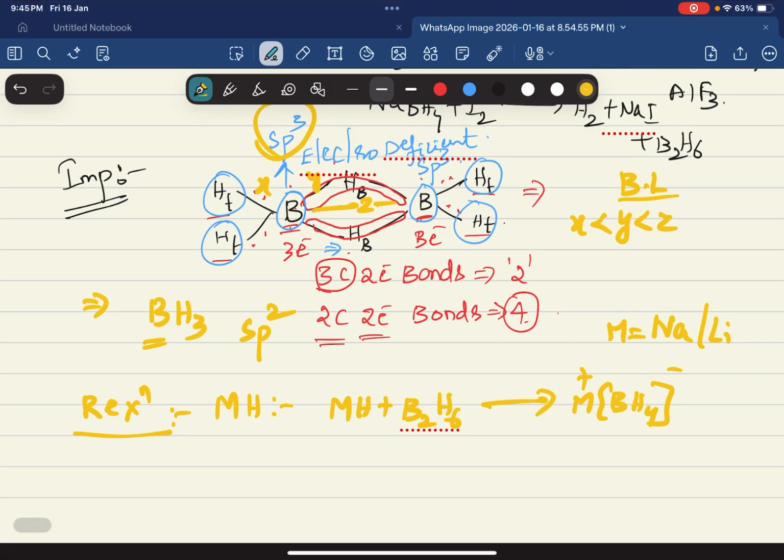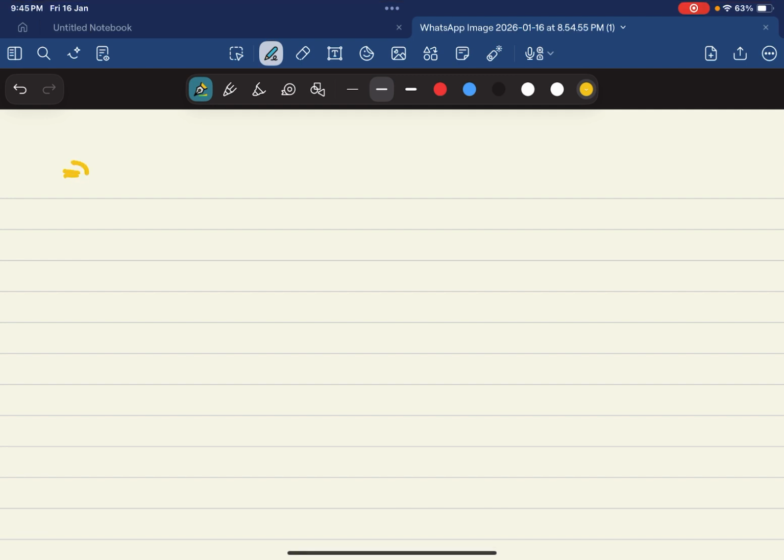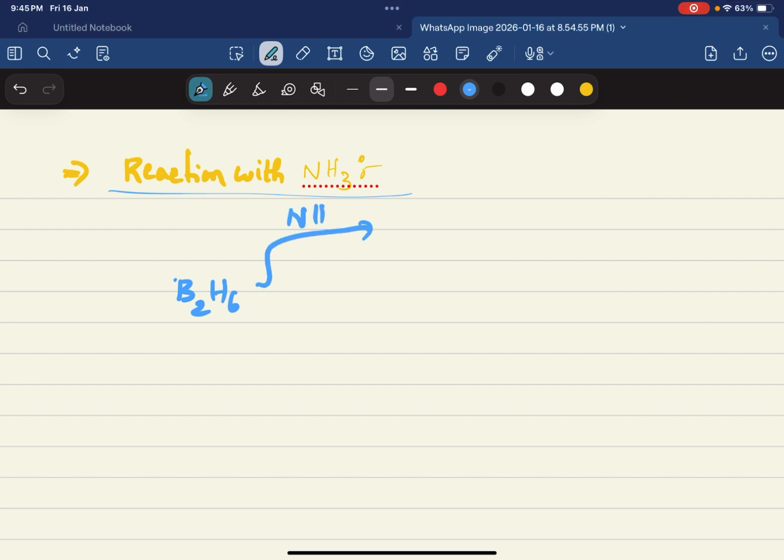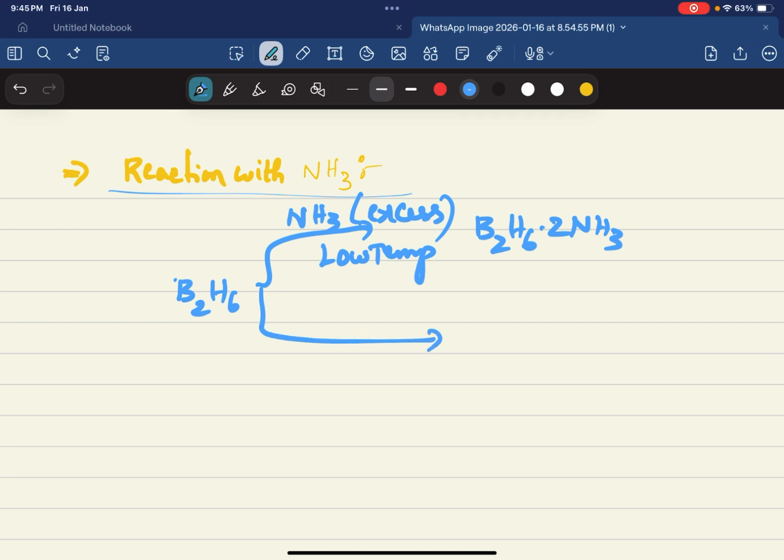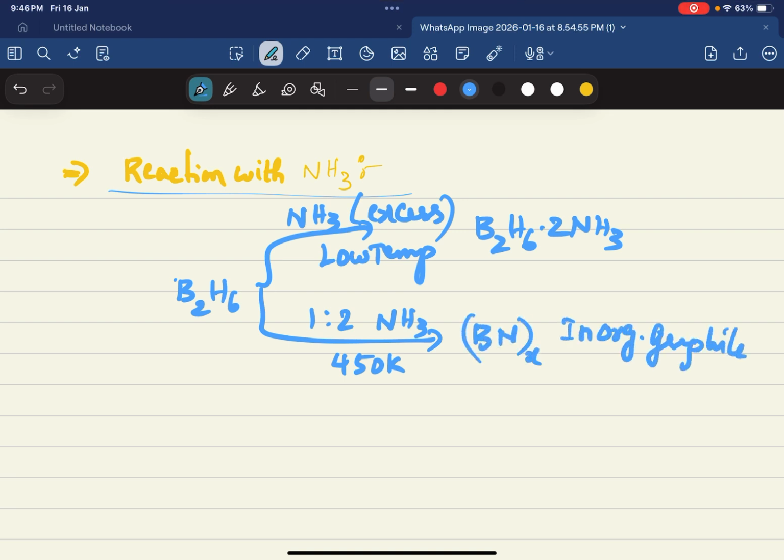Similarly, the most important reaction we can discuss is the reaction with NH3. Here B2H6 reacts with excess NH3, and we get B2H6 to NH3, and this happens at low temperature. In the same way, with a 1:2 ratio of NH3 and 450 kelvin temperature, we get BN and inorganic graphite. This is called inorganic graphite.